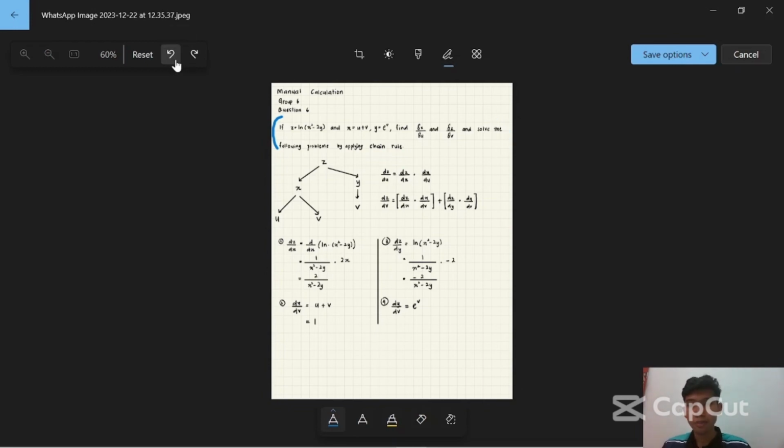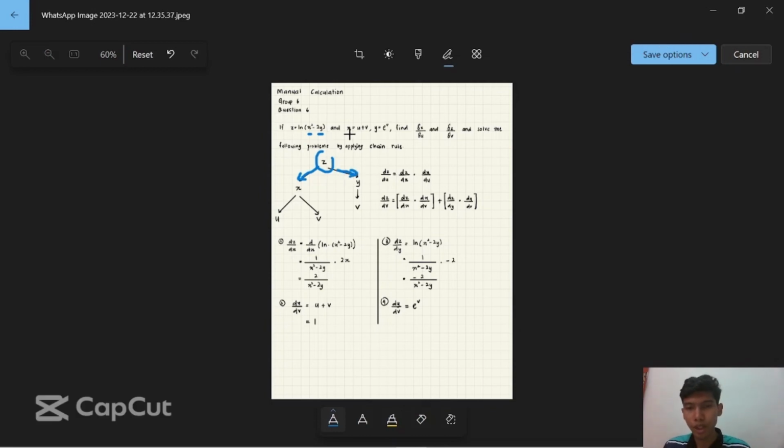The first step that we do is we create three diagrams based on the three equations given, which is equation z, equation x, and equation y. We look at the first equation, which is equation z. From the variable z, we get two other variables, which is variable x and variable y. So from the tree diagram, z, we need to split it into two, which is x and y.